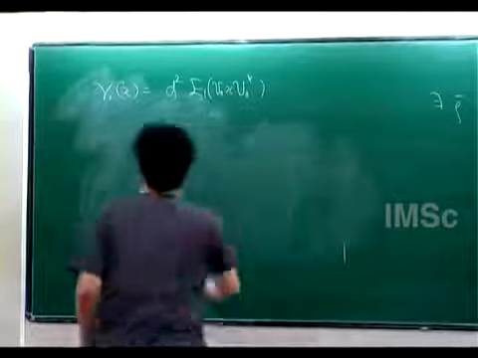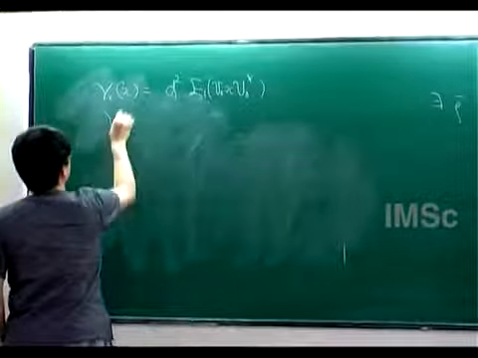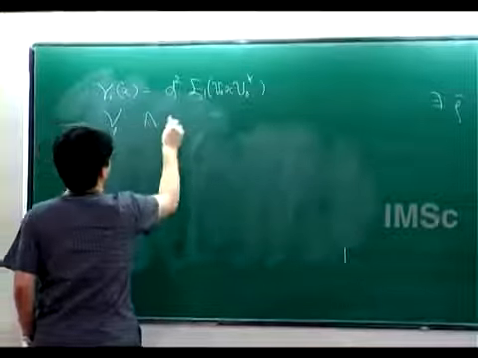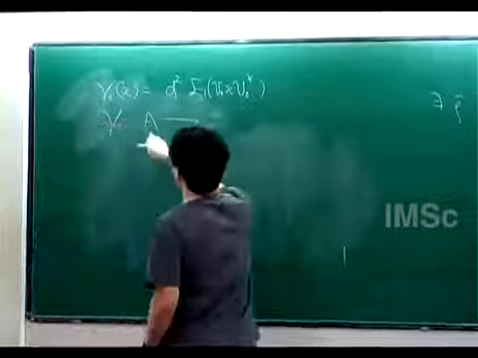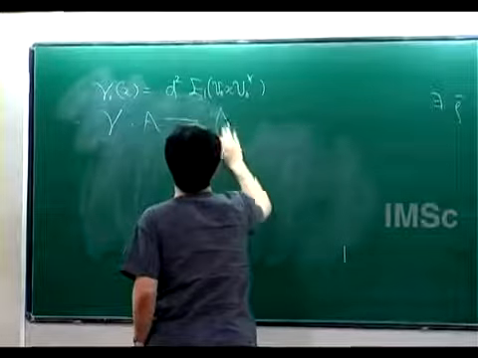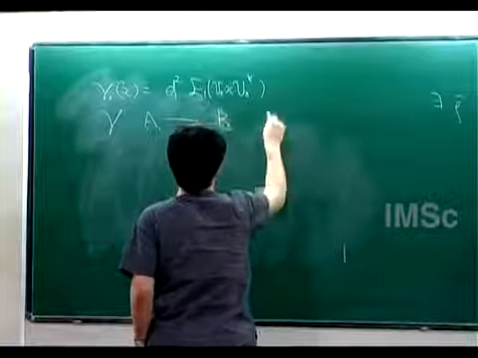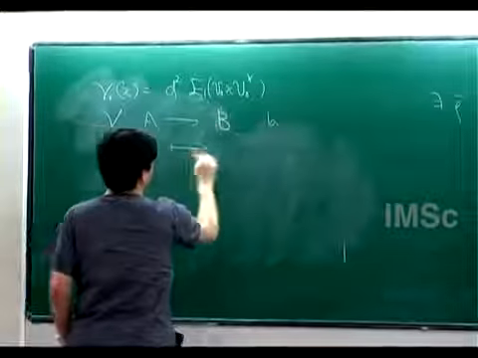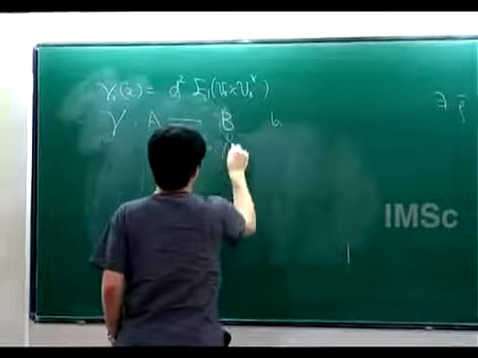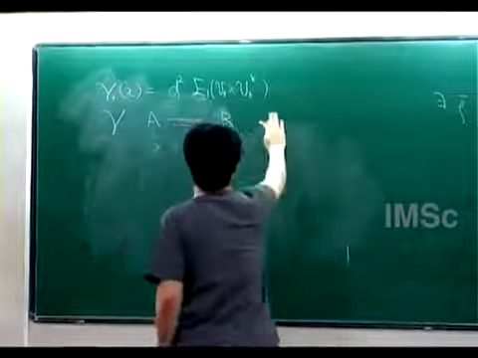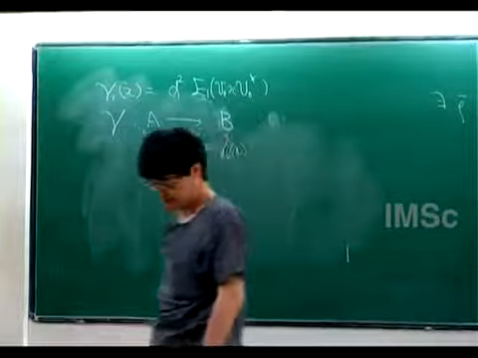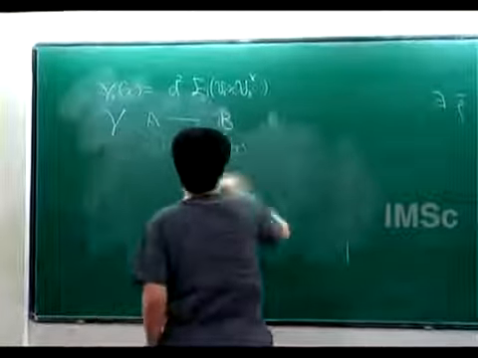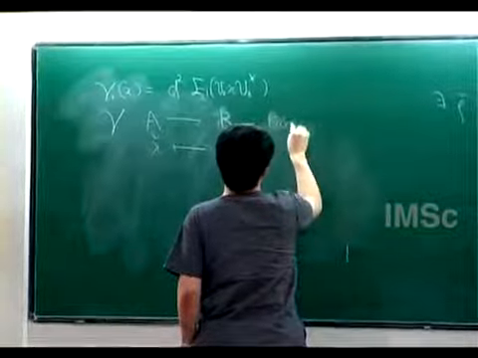Now define gamma, which is a homomorphism from A into B. It's just a restriction of gamma 0. So the restriction of gamma 0 is our definition of gamma, and this is called the canonical endomorphism.